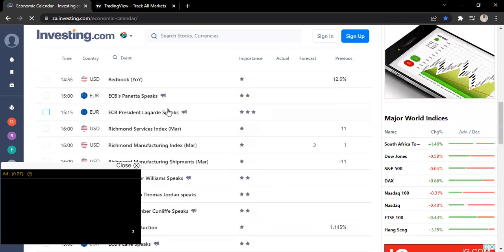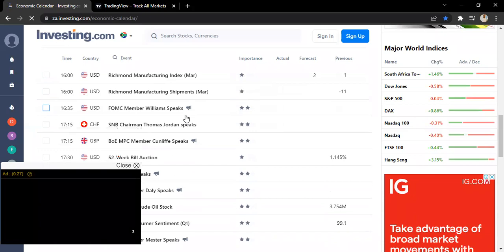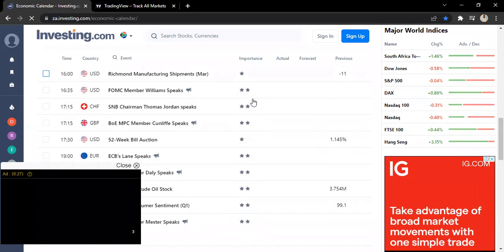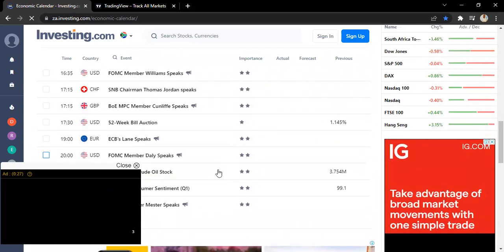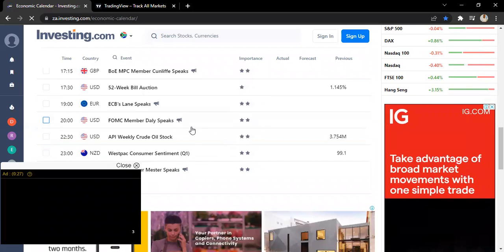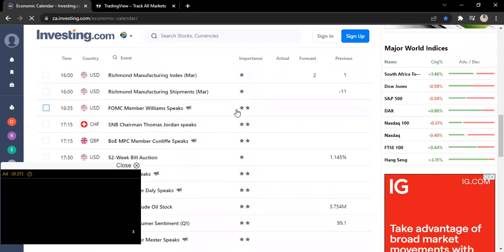Yes, this is the president of the European Central Bank. She will be speaking around 3:15 South African time. Then we can look at other events which are scheduled for today. I believe in any of these sessions or events, most of them are speeches and all of those things.